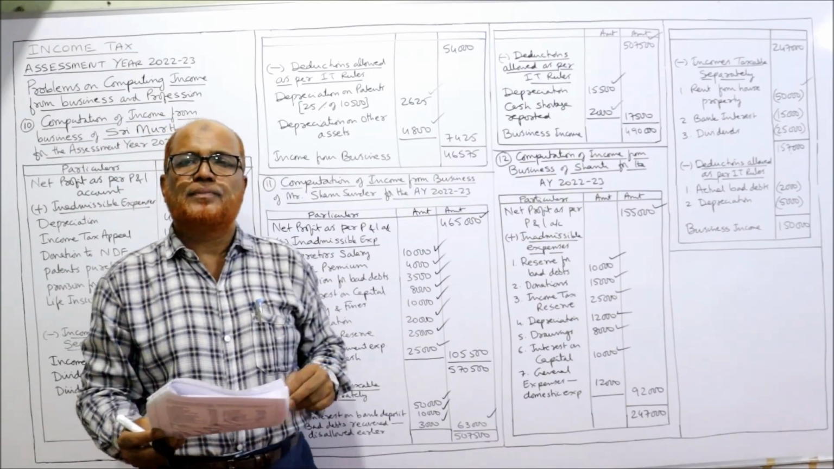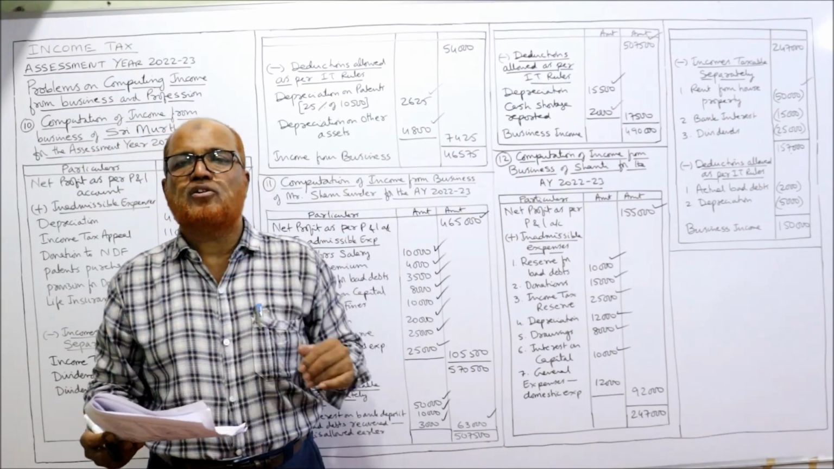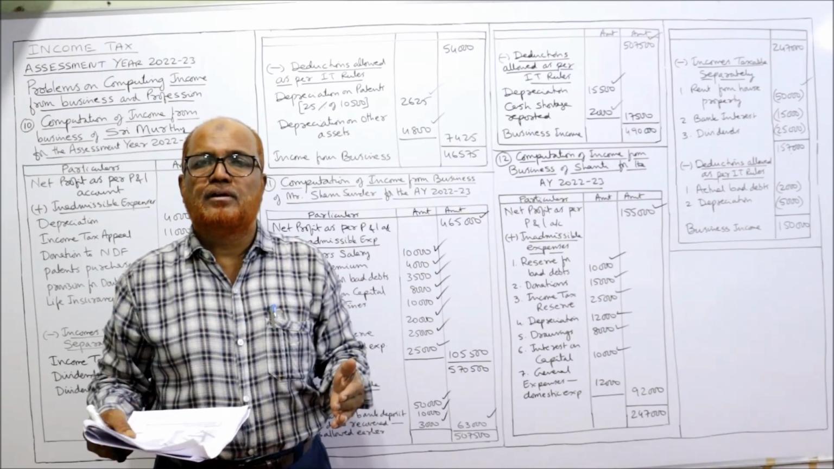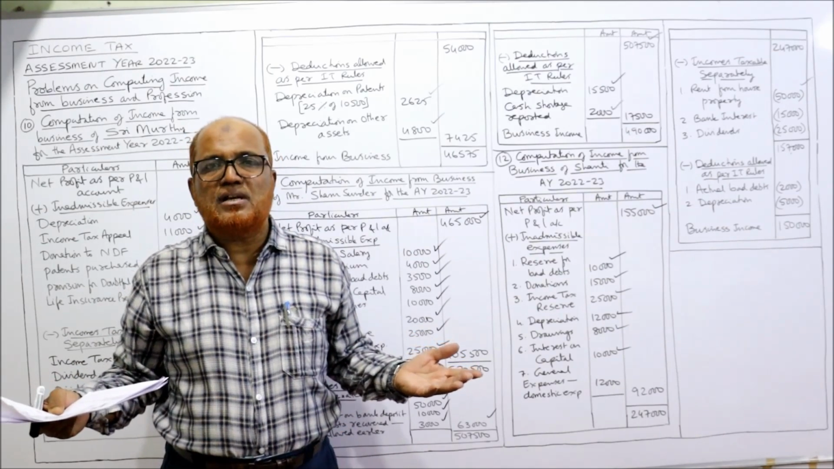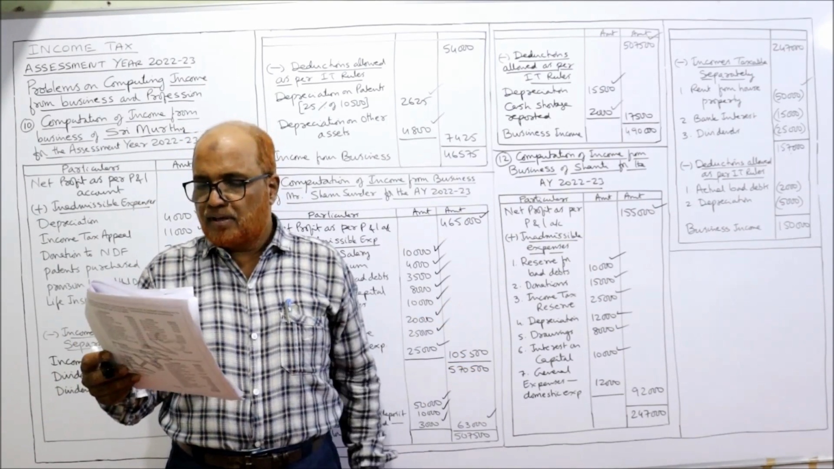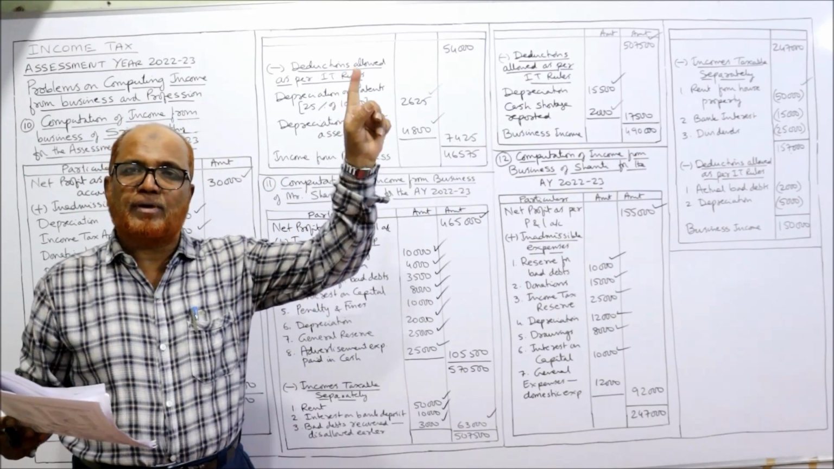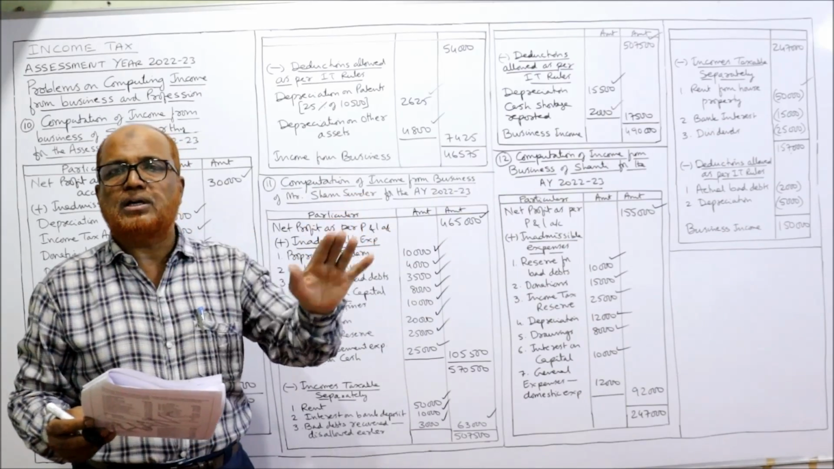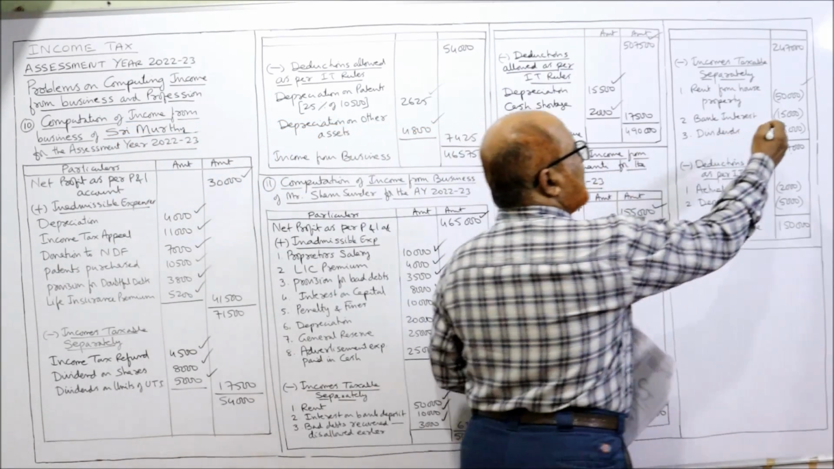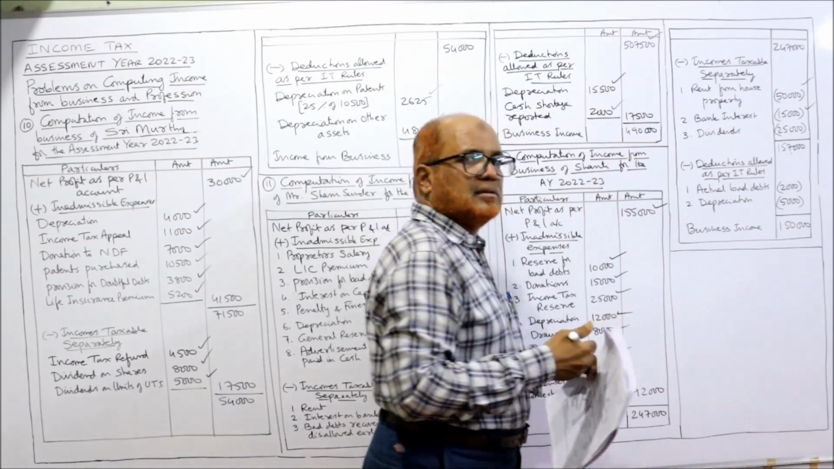Then discount. Discount is given on the credit side of P&L account. It is discount received. So discount received is a business income. Nothing to be done. Then bank interest. Bank interest is taxable under income from other sources, not a business income. So deduct. Bank interest 15,000 minus.